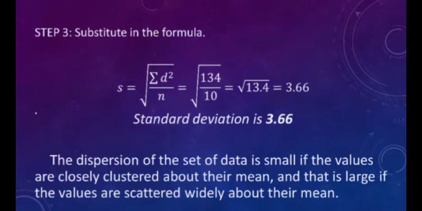3.66. The dispersion of the set of data is small if the values are closely clustered about their mean, and that it is large if the values are scattered widely about their mean. So it means that if the values in our data are close to our mean, then the dispersion is small. And if it is widely scattered, or the values of our data are far from the value of our mean, then the standard deviation that we will get is large.